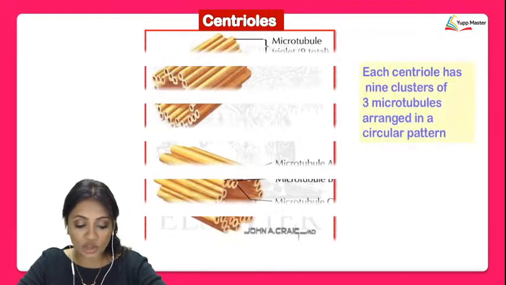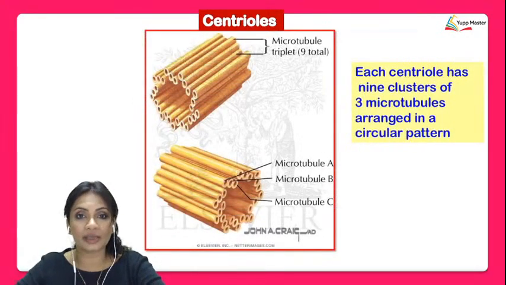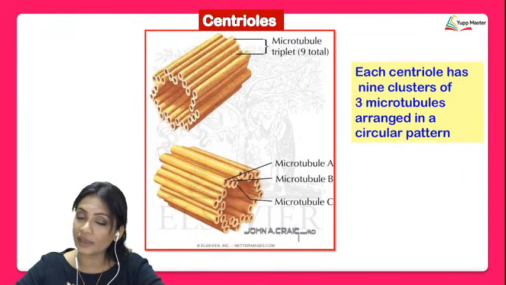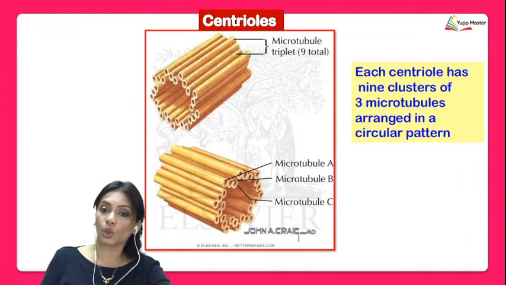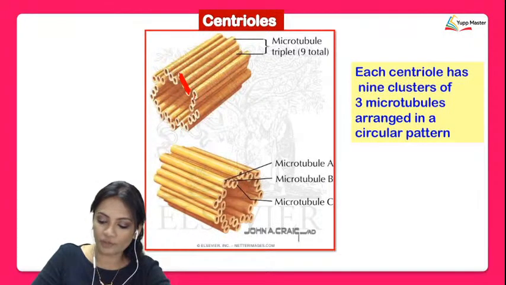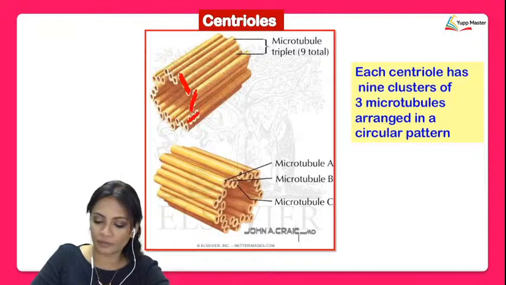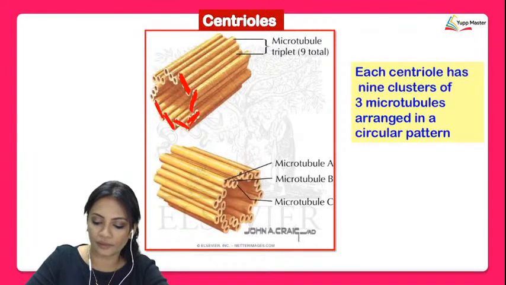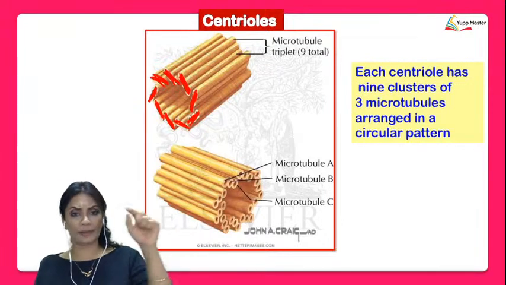And also we see that the centrioles, remember these are structures which are completely non-membranous. They have a cluster of 9 tubules. Here these are 3 together. This is one triplet, another triplet, another triplet. Similarly, there are going to be 9 triplets over here, and all of these 9 triplets are arranged in a circular pattern.